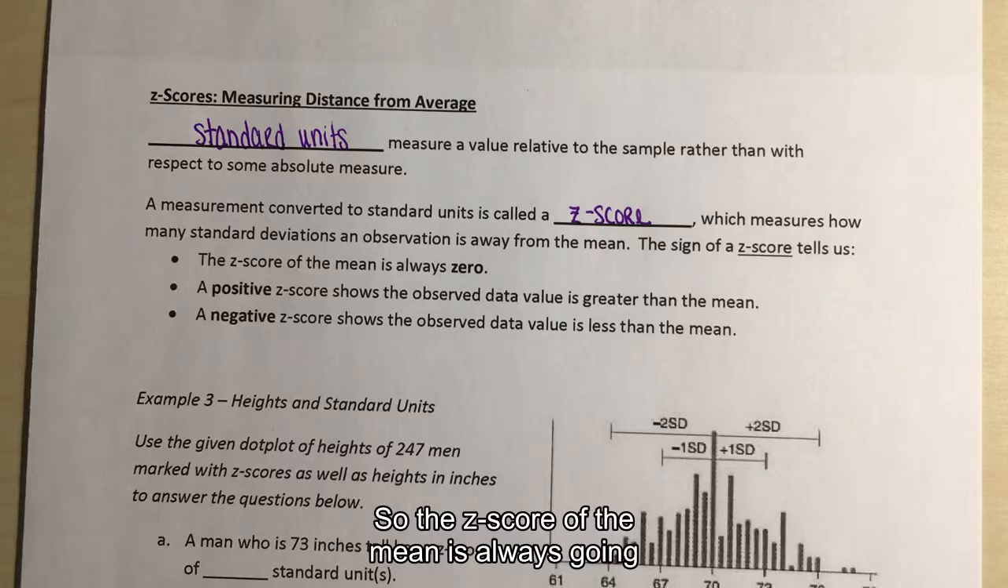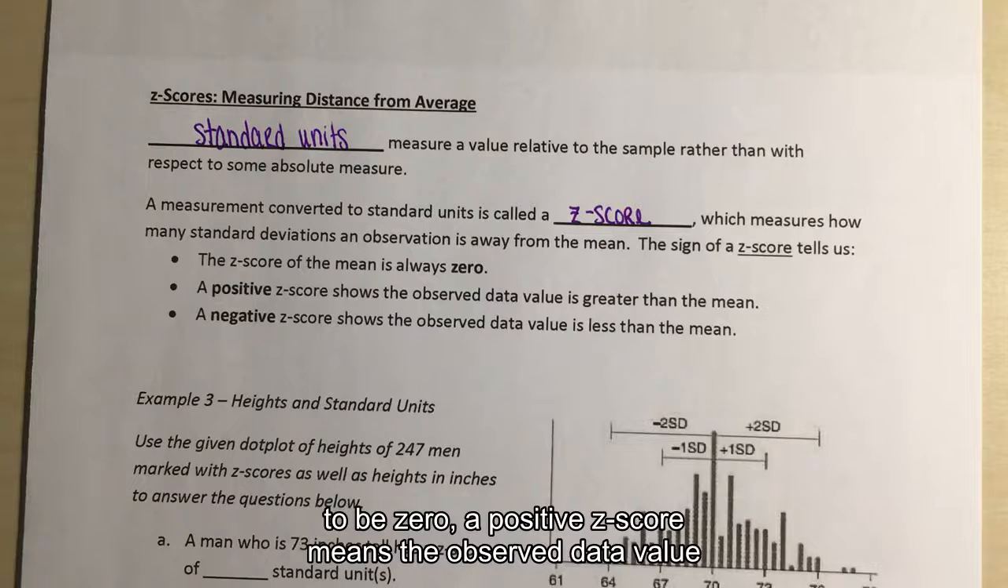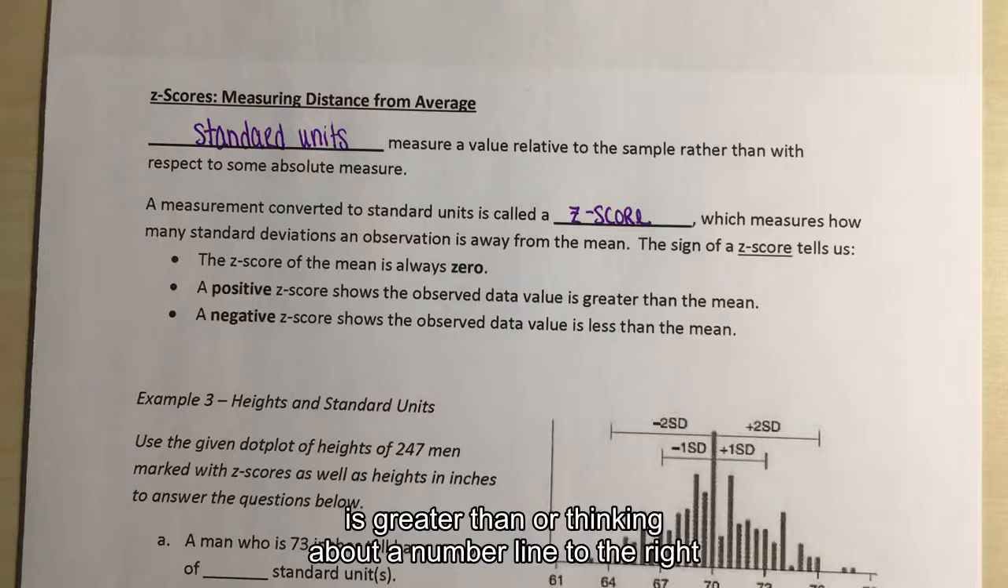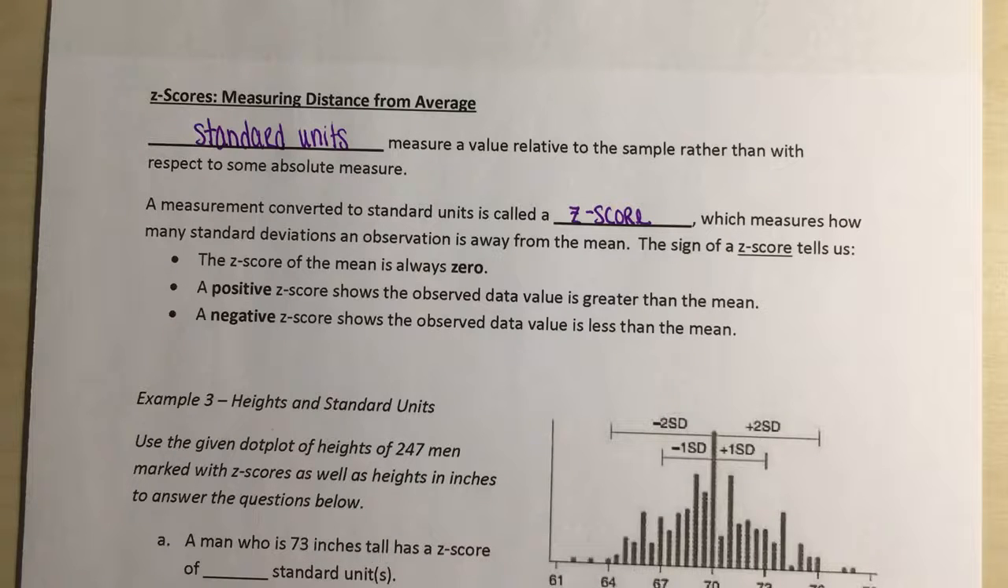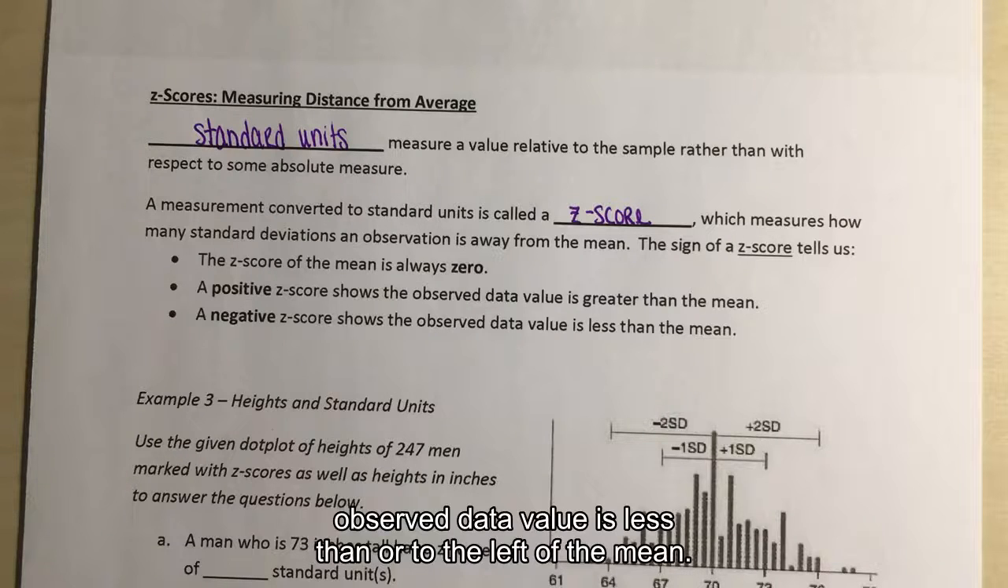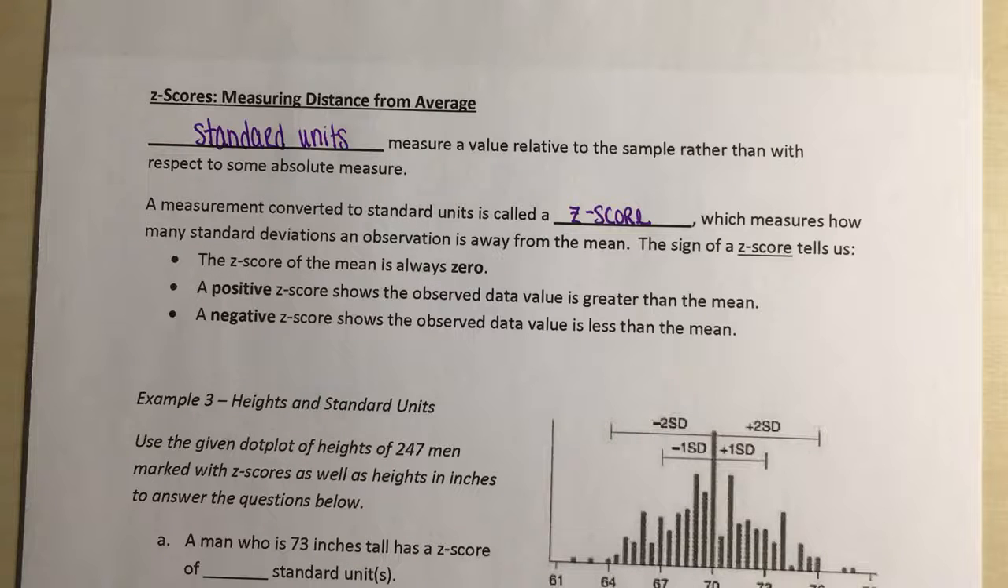So the z-score of the mean is always going to be 0. A positive z-score means the observed data value is greater than, or thinking about a number line, to the right of the mean. And a negative z-score means that our observed data value is less than, or to the left of, the mean.